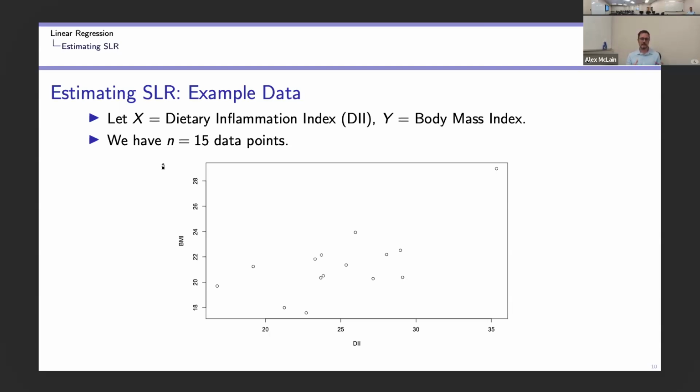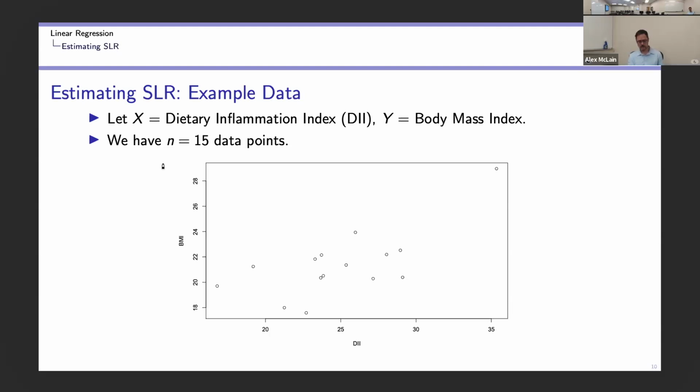So things like red meat leads to more inflammation. Things like, I think, ginger is something that is good for your inflammation, lowers your inflammation down. So we have our single dietary measure here, DII, dietary inflammatory index. We're interested in how it's related to body mass index, BMI. We just have 15 data points.